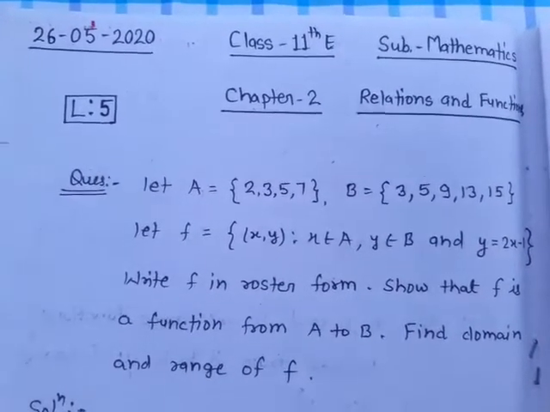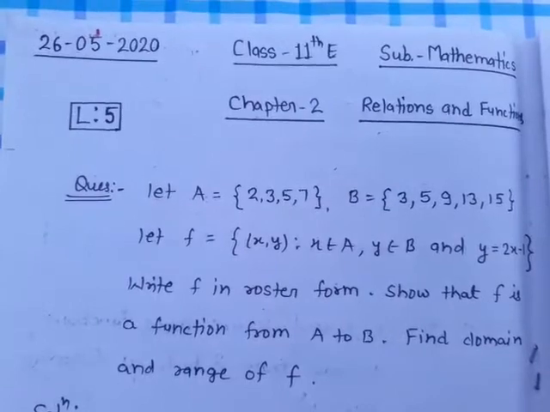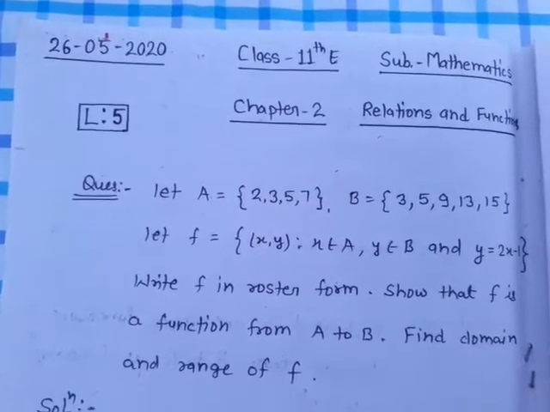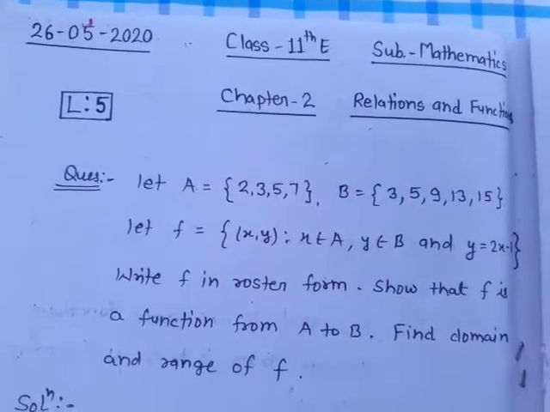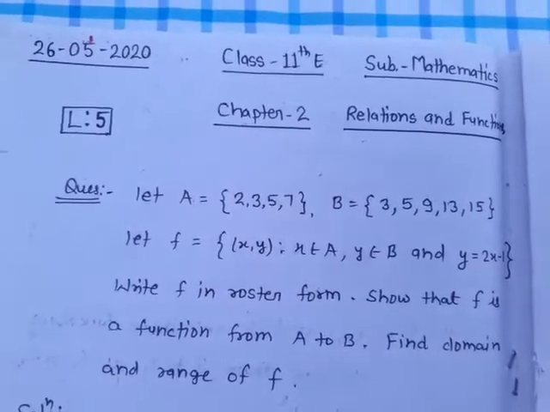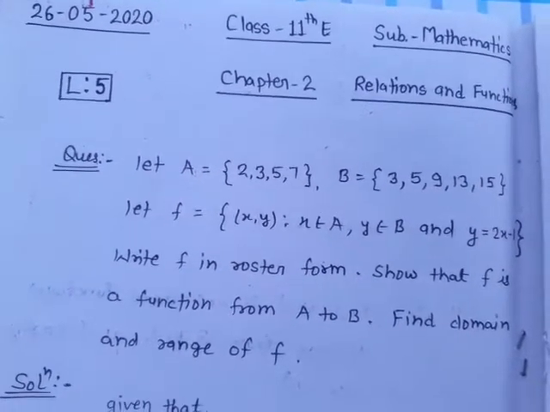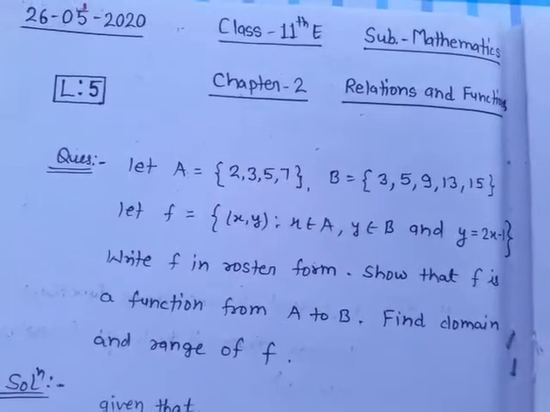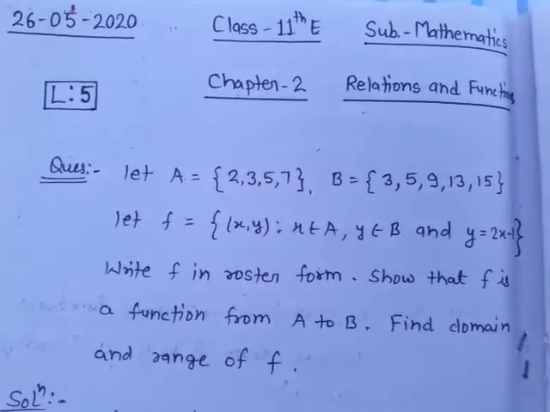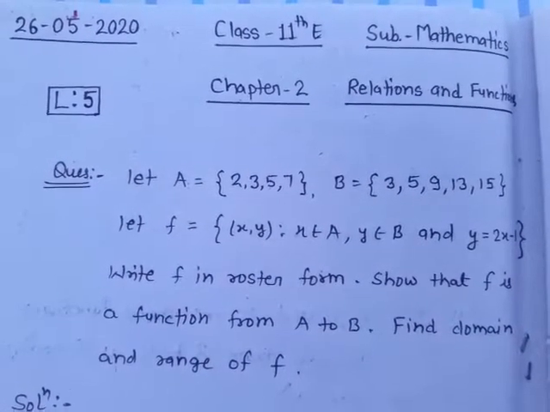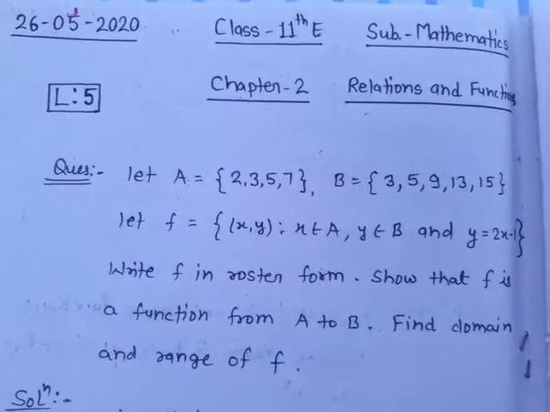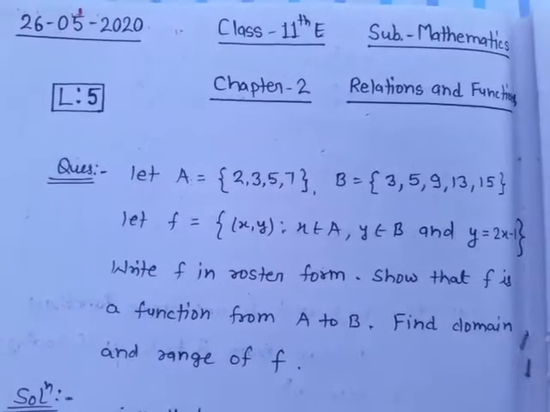Now your first question is: let set A = {2, 3, 5, 7} and set B = {3, 5, 9, 13, 15}, and let F = {(x, y) : x belongs to A and y belongs to B and y = 2x - 1}. Write F in roster form so that F is a function from A to B, and find the domain and range of F.